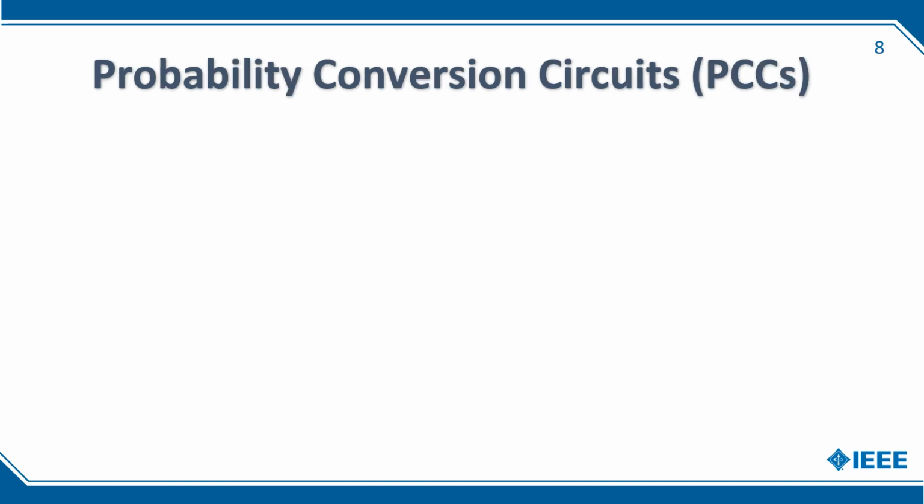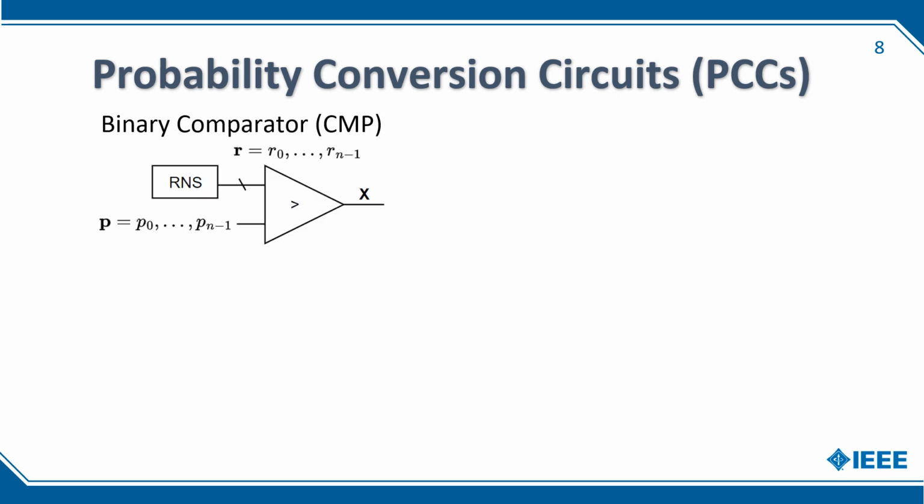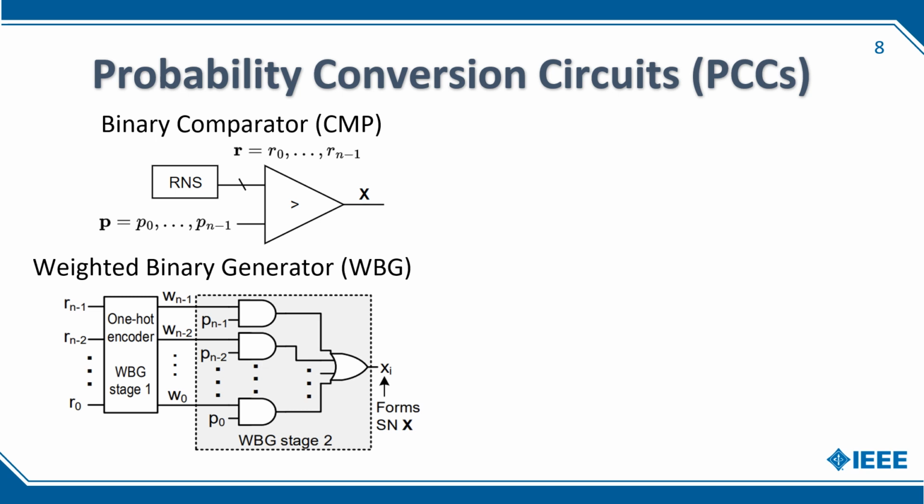There are two commonly used designs for probability conversion circuits. The simplest and most commonly used PCC type is a binary comparator, which outputs a 1 if the input value is greater than the RNS value. Another design is the weighted binary generator, or WBG. The WBG is a two-stage circuit whose implementation is shown. WBGs have the advantage that they are lower in area and that the first stage of logic can be shared among all SNGs for further area savings.